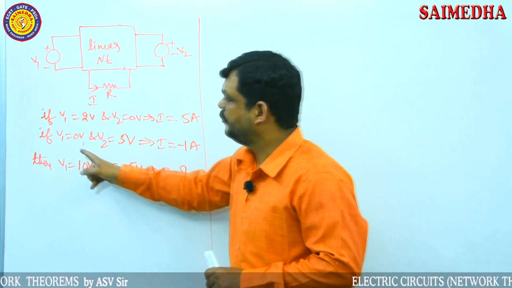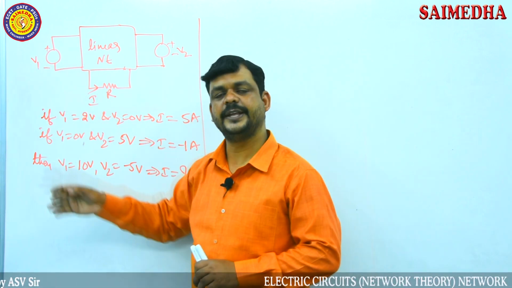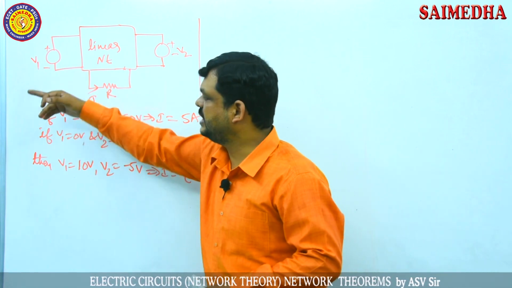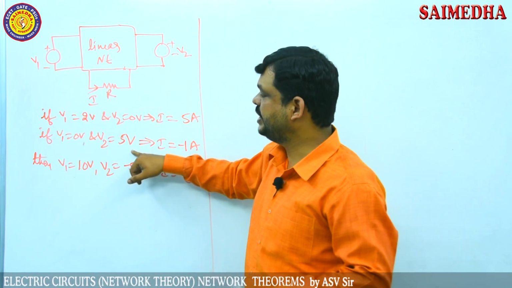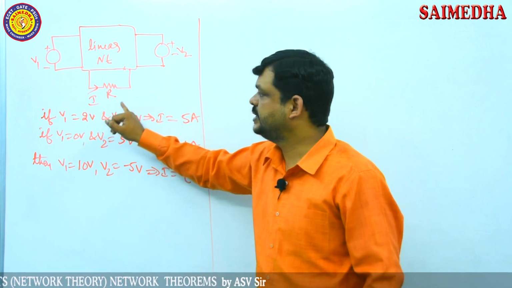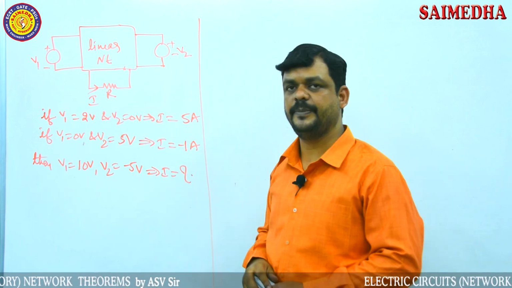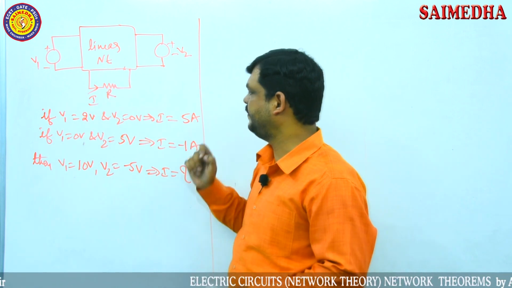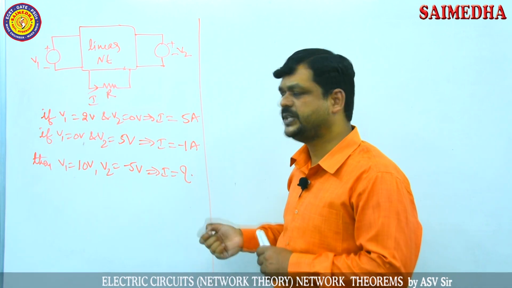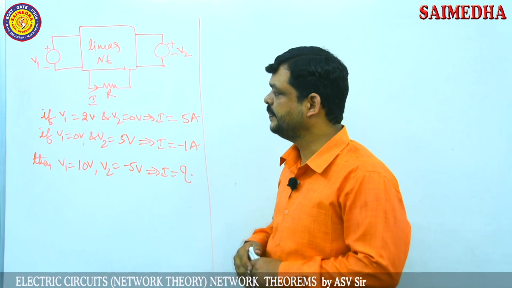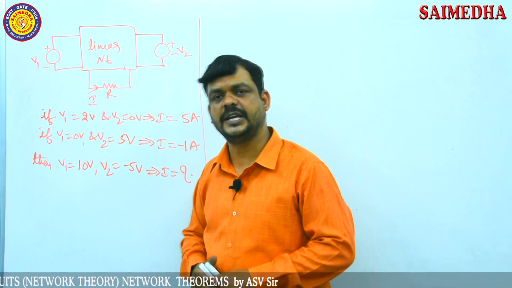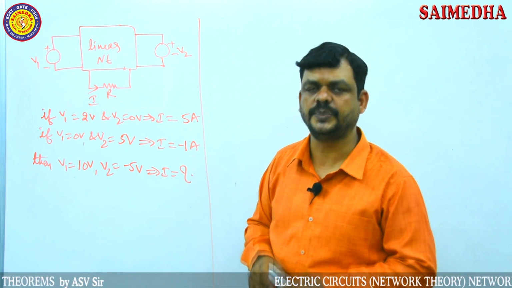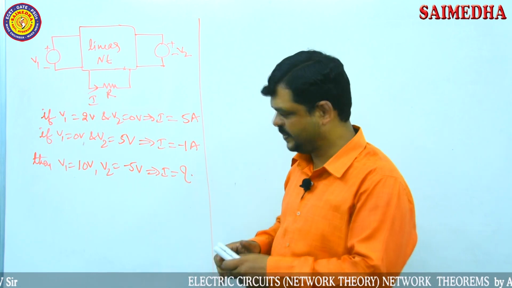Similarly, V1 is 0 volts means V1 is eliminated, V1 being 0 is nothing but the source is eliminated. So now V1 is eliminated and V2 is applied, 5 volts is applied, then the response is minus 1 ampere. So with the first source the response is 5 amperes, with the second source the response is minus 1 ampere. If these two are connected together, the total response is equal to the sum of individual responses.